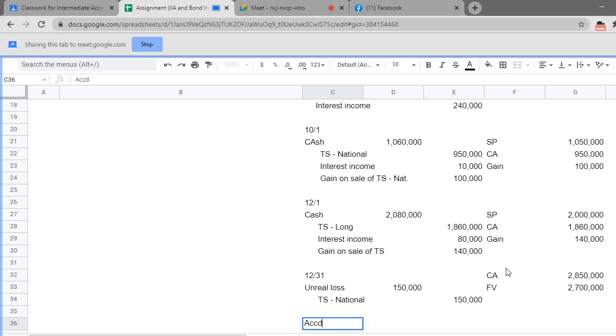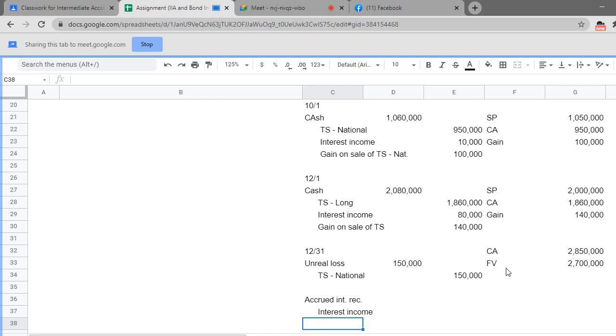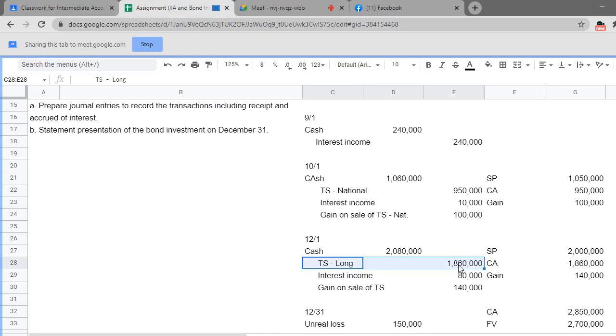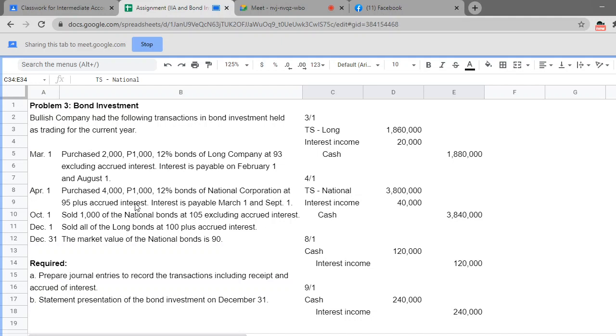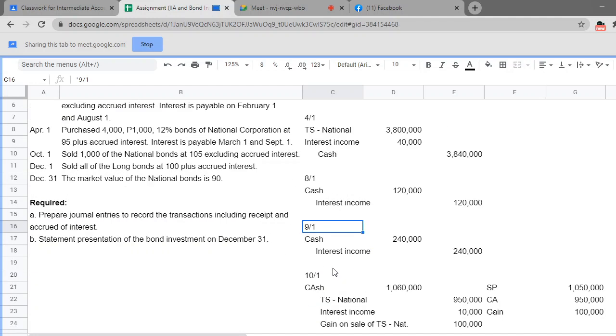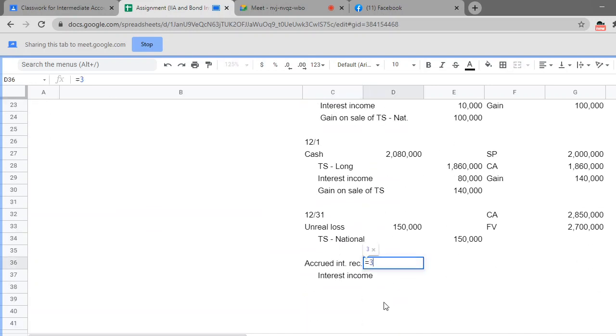But again, we should not forget the accrued interest receivable and interest income. For Long, we no longer have accrued interest because we sold it. So we no longer have an investment in Long. The only investment left is National. When was the last time we paid or received interest from National? That was on September 1. So from September 1 to December 31, we held the investment but have not received cash as interest income, because the next payment is on March 1. So from September, October, November, December, that's 4 months accrued interest. So that would be 120,000 accrued interest for National bonds.